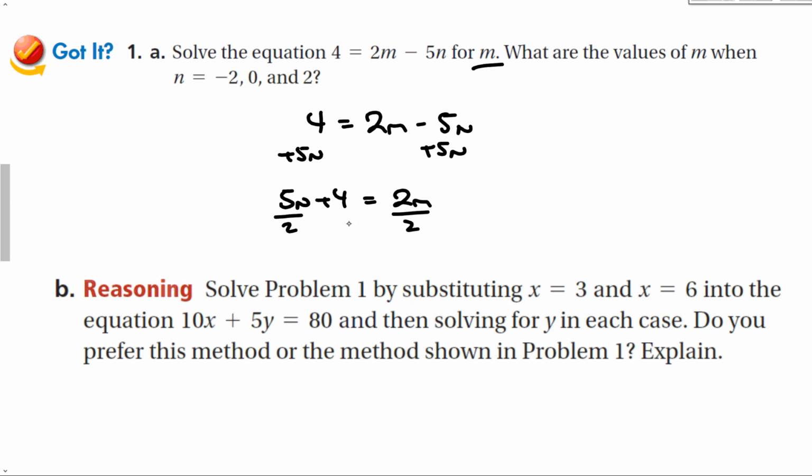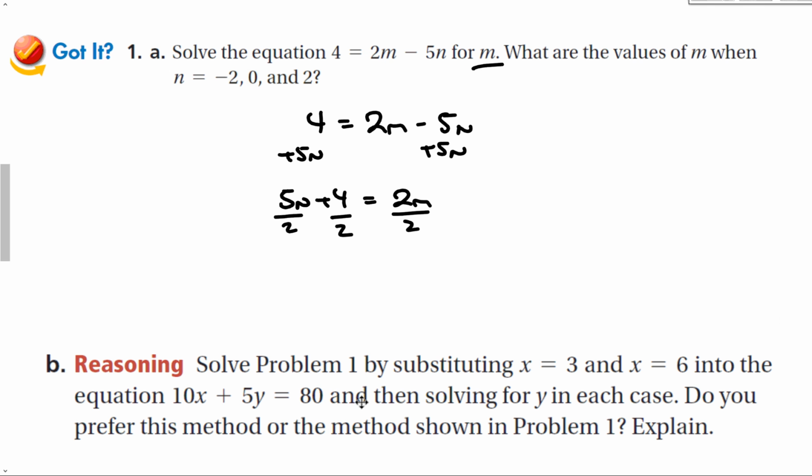Divide out the 2 from everything. I need a little more room here. Okay, so now we have 5 over 2 n plus 2 is equal to m.